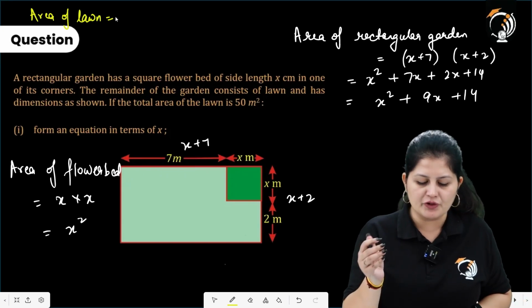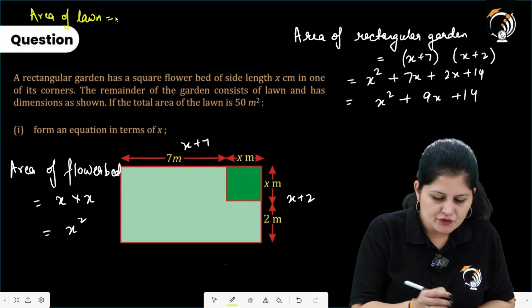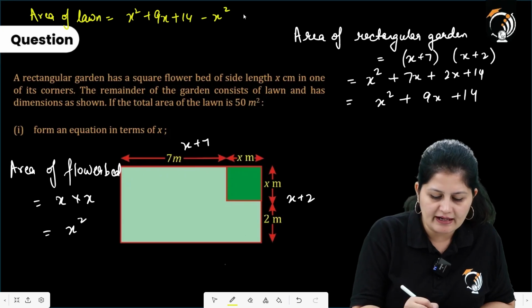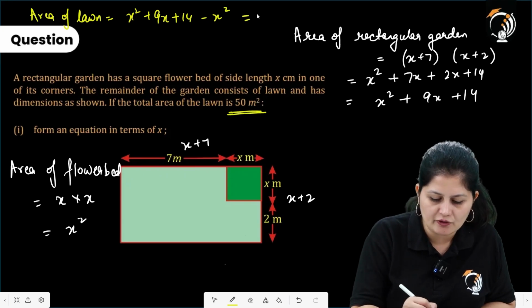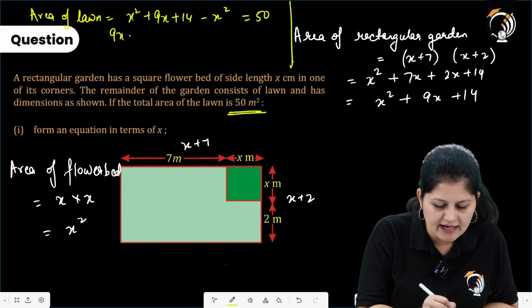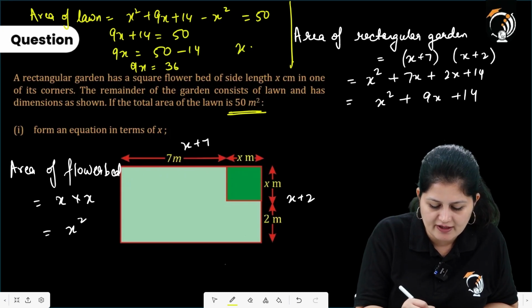Area of lawn is going to be the area of the rectangle minus the area of the flower bed. So that is going to be x square plus 9x plus 14 minus x square. Right, and it is given in the question that it is equal to 50 meters square. So we are going to get 9x plus 14 is equal to 50. So we are getting 9x is equal to 50 minus 14, so 9x is equal to 36. So we are getting the value of x is equal to 4 here.